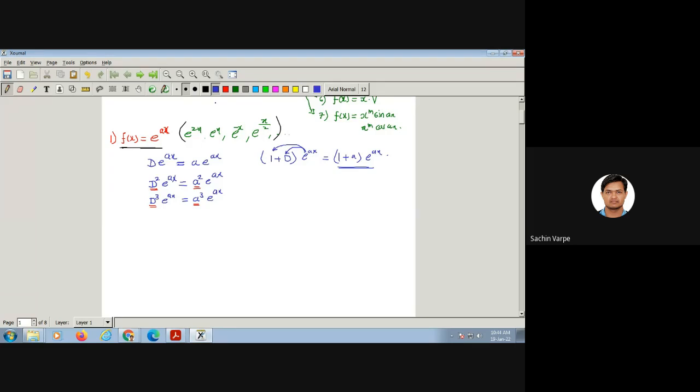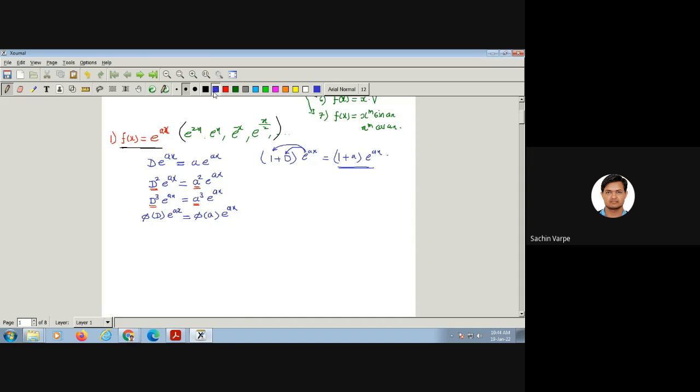Everyone? So what we are trying to get is the relation between the function of d and the function of a. As we have seen, whatever function of d we apply onto e raised to ax will give in return the function of a. Yes or no? Whatever function I apply in terms of d, I get the function of a in return.